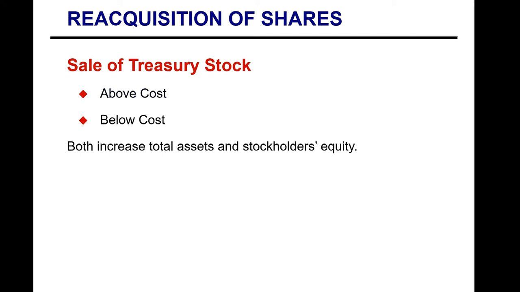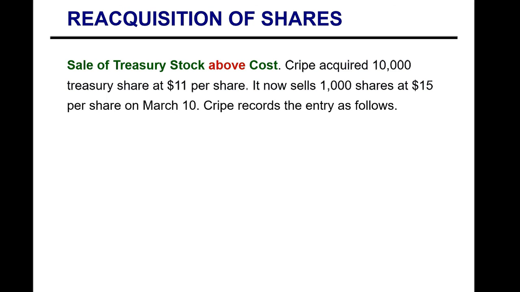Okay, so in the sale of the treasury stock, it's going to increase the total assets and the stockholders' equity. Because remember, when we buy back treasury stock, that reduces equity. Well, now if we resell it again, it's going to increase our equity as a result. Okay, so let's look at that. If we were to sell it above cost, what would that look like?